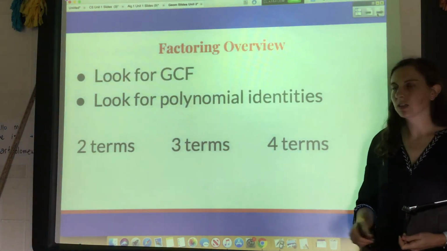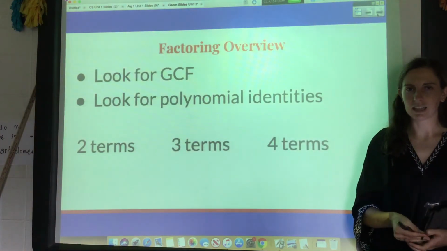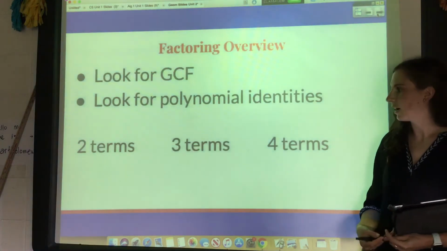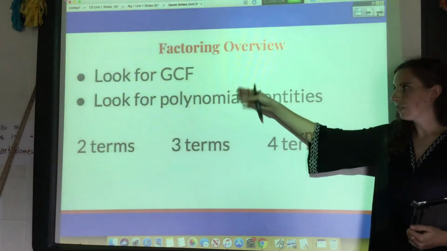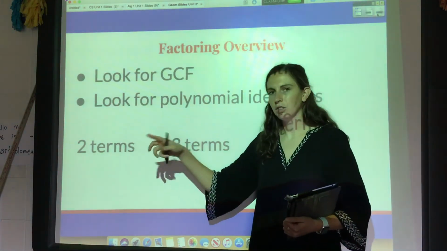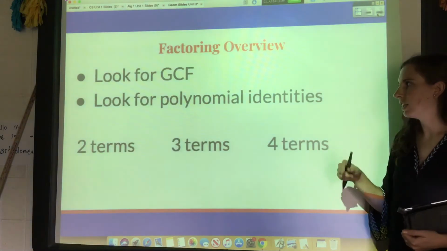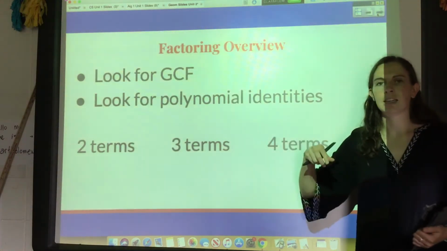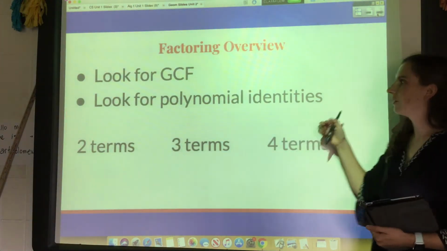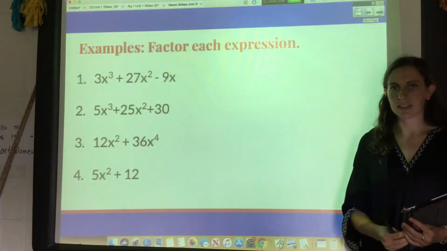You also want to look out for polynomial identities, which we're going to talk about in later videos, so don't worry too much about that one yet. And then after you look for that kind of thing, what you want to do is base your strategy on, does it have 2 terms, 3 terms, or 4 terms? This video is just going to look at factoring out a GCF. So let's just go through a few examples.